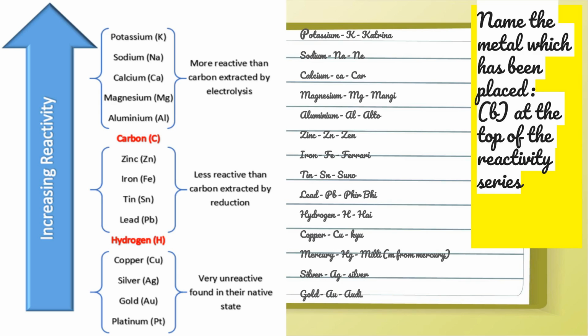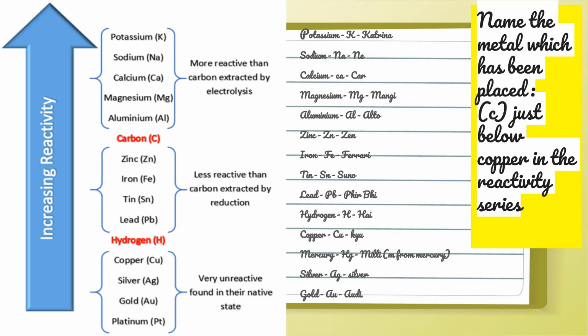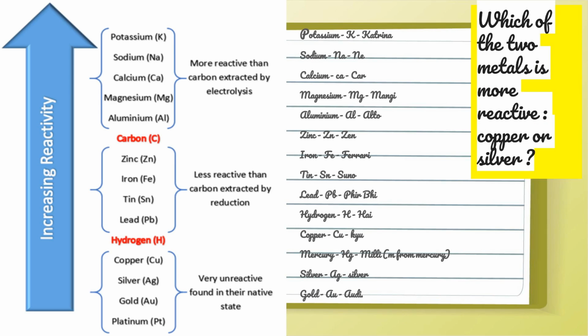Name the metal which has been placed at the top of the reactivity series. Potassium. Name the metal which has been placed just below copper in the reactivity series. Solution. Mercury. Copper is more reactive than silver as it is higher in the reactivity series. Therefore, copper displaces silver from silver nitrate solution.